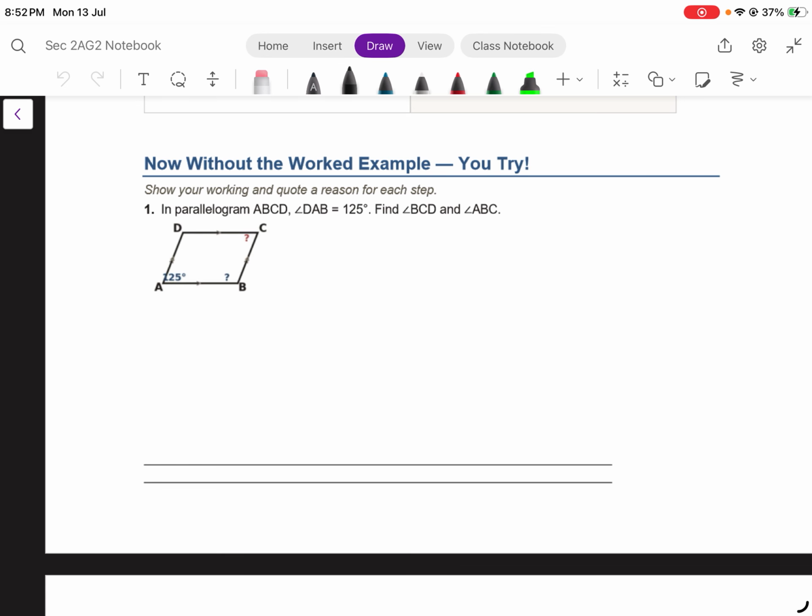Okay, so from here, you can find that angle BCD equals 125 degrees. Why? Because these are the opposite angles of a parallelogram.